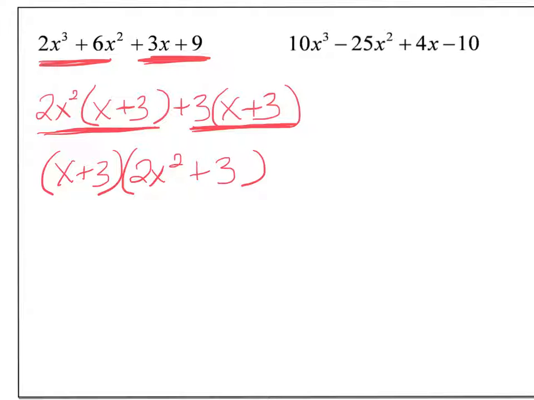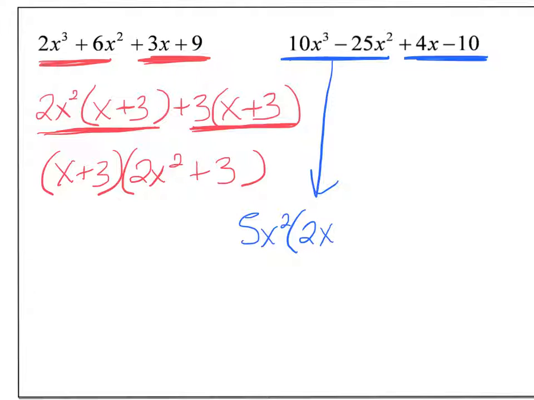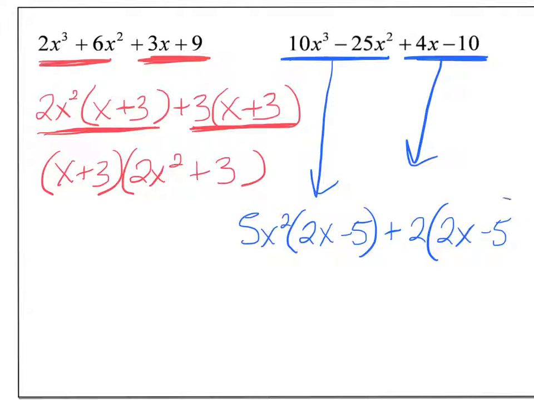Next example. 4 terms means factoring by grouping. So in this first set, I'm going to move way down here, I have a common factor of 5x squared, leaving me with a 2x minus 5 on the inside of my parentheses. This, I could pull out a positive 2, and I'm left with 2x minus 5.